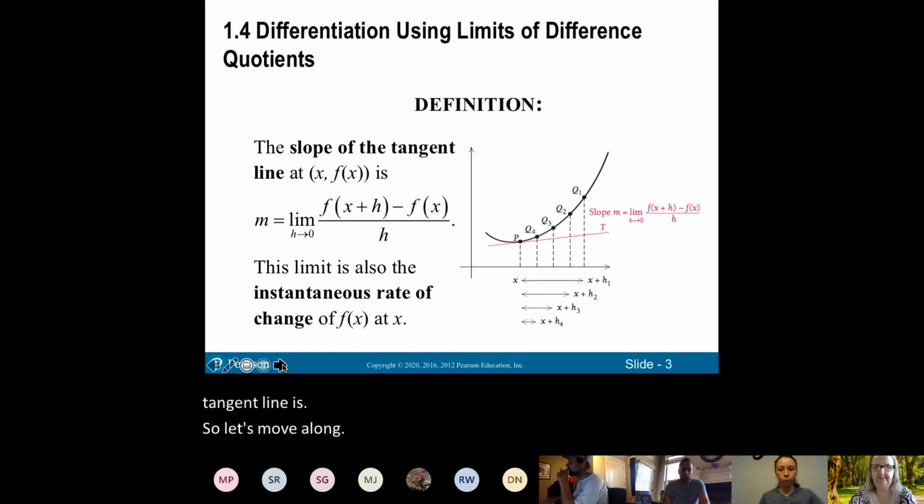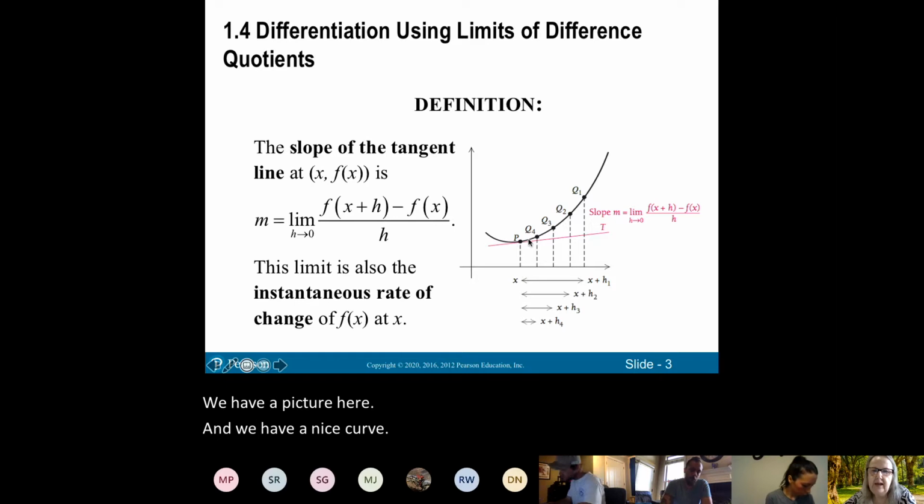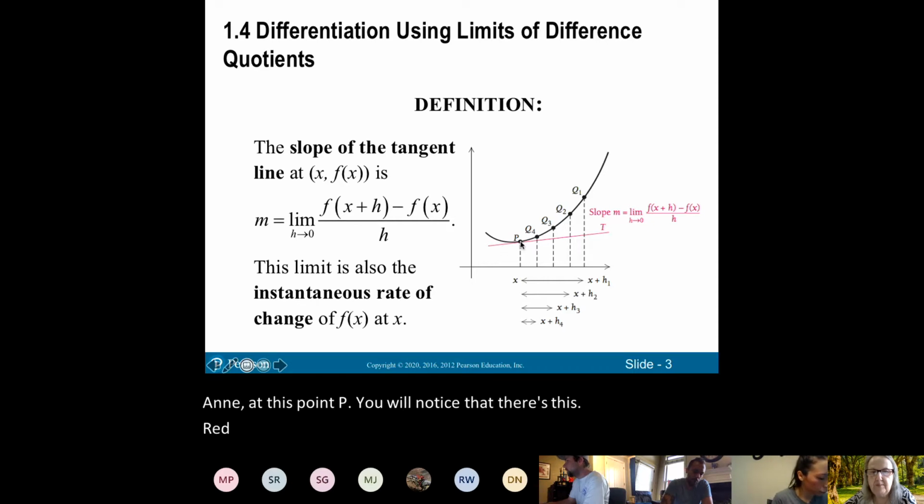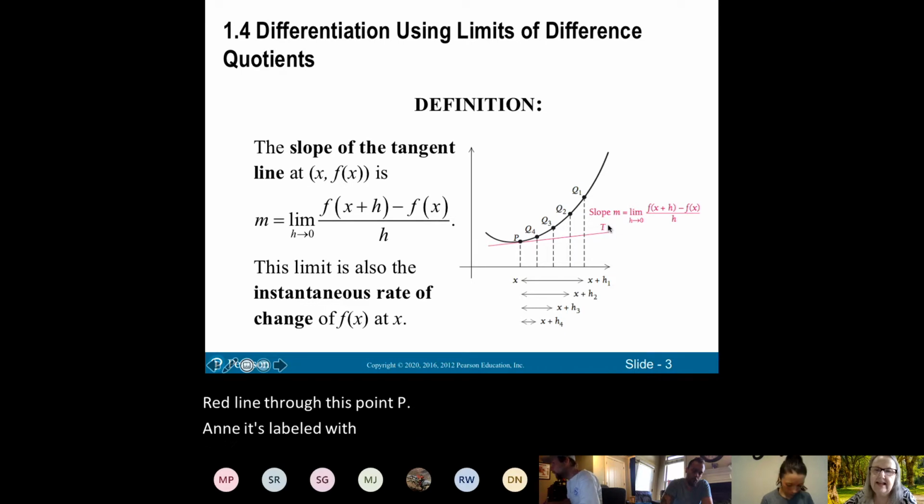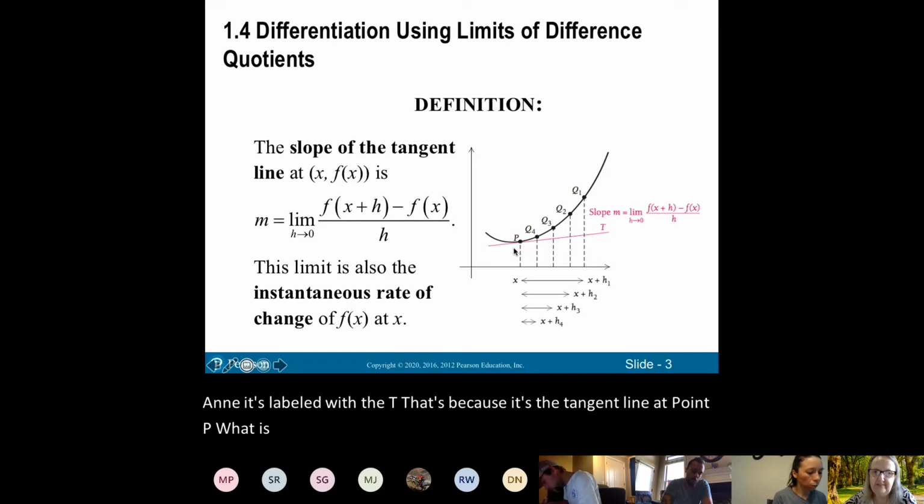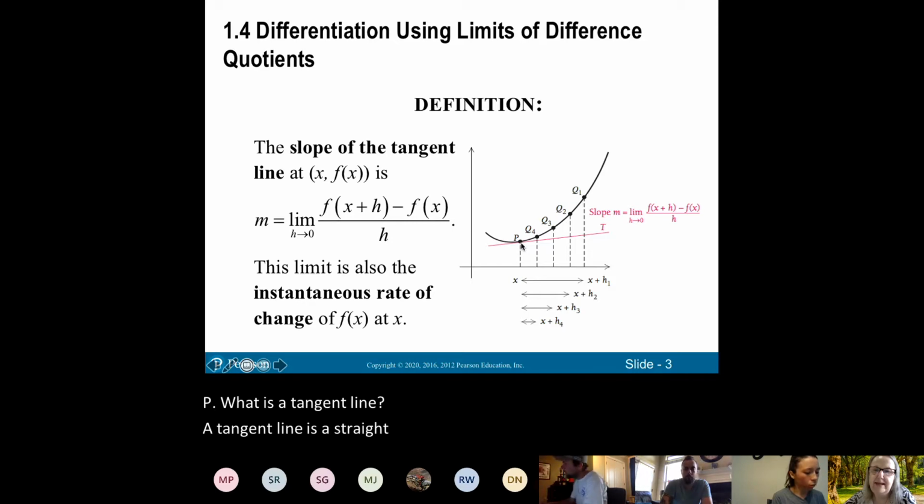So first of all, we have a picture here, and we have a nice curve right here. At this point P, you will notice that there's this red line through this point P, and it's labeled with a T. That's because it's the tangent line at point P. What is a tangent line? A tangent line is a straight line that approximates the curve on both sides of a point.